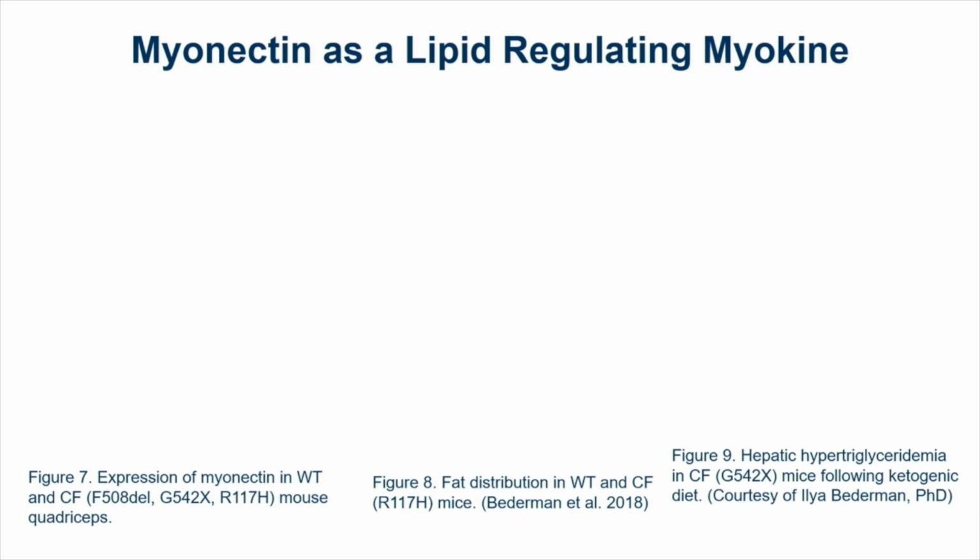So next we looked at myonectin, and myonectin is involved in the regulation of lipid metabolism, and it does so by acting as a signaling molecule to adipose tissue to release fat. Now, we looked at myonectin because lipid metabolism is known to be dysregulated in CF. And in studies that have utilized a myonectin knockout mouse, they have found that when these mice are fed a high-fat diet, they accumulate fat in adipose tissue, as one would expect.